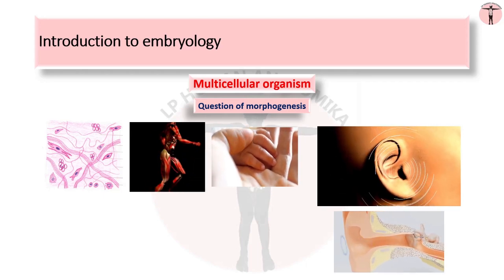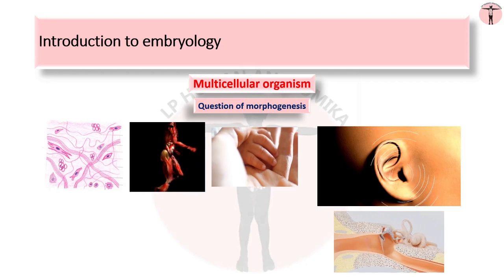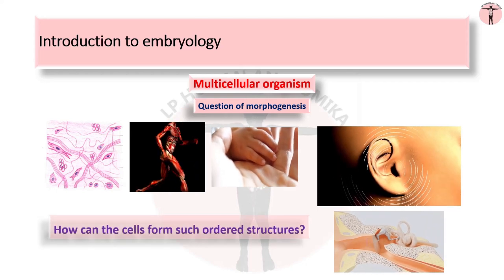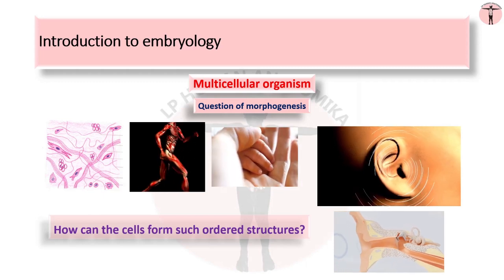This creation of ordered form is called morphogenesis. Now the question arises: how can the cells form such ordered structures?